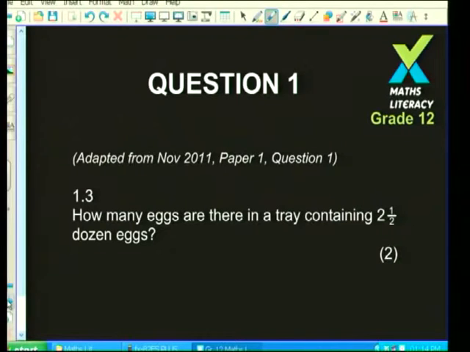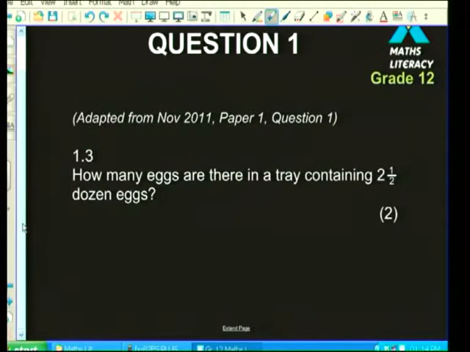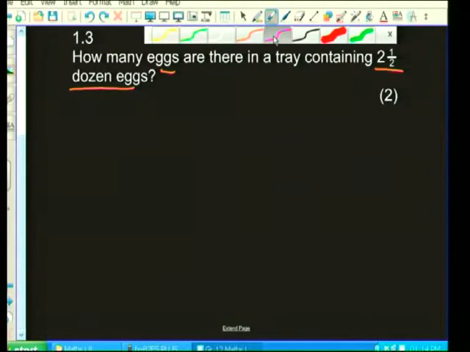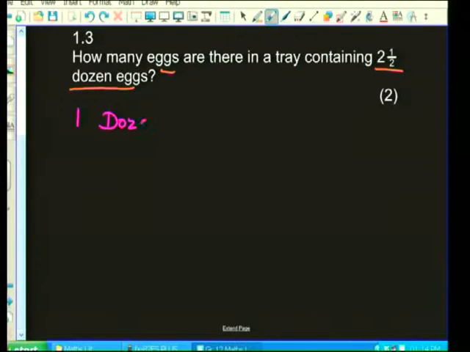Right, question still adapted from that paper, question 1.3. How many eggs are there in a tray containing 2.5 dozen eggs? Well, what's important here is how many is a dozen? And this is something that you need to know. This is something that we, as maths teachers, assume that you know. So we know that 1 dozen is actually 12.